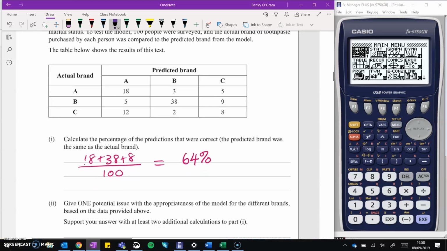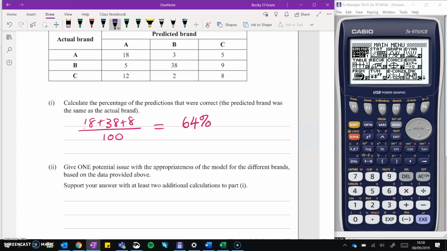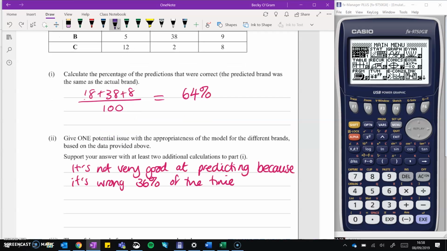To part 2 here, one potential issue with the appropriateness of this model for the different brands based on the data provided here. So first of all, we'll look at the 64% and say that if we're right 64% of the time, then we're wrong 36% of the time. That's a lot of time to get it wrong.